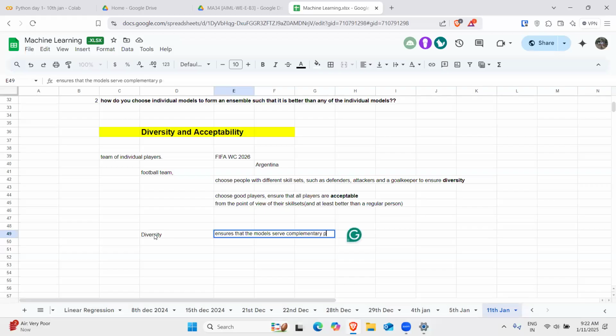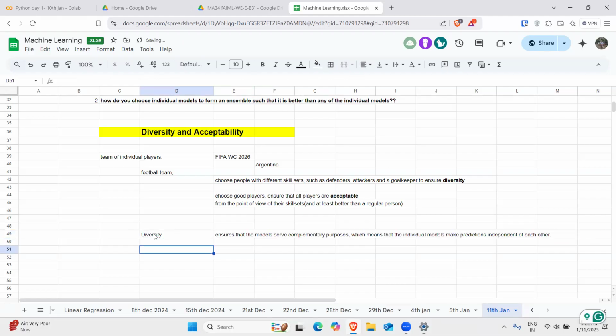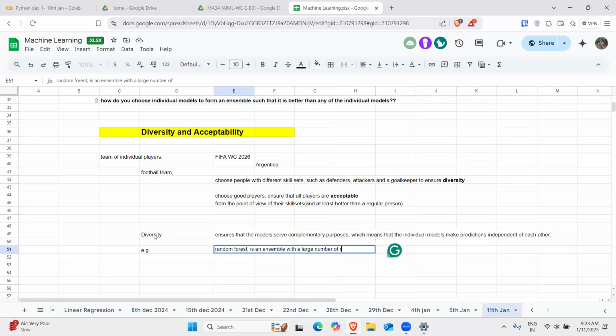Having said that, what diversity does is ensure that the models serve complementary purposes, which means that the individual models make predictions independent of each other. Yes or no? For example, a random forest is an ensemble with a large number of trees as individual models.